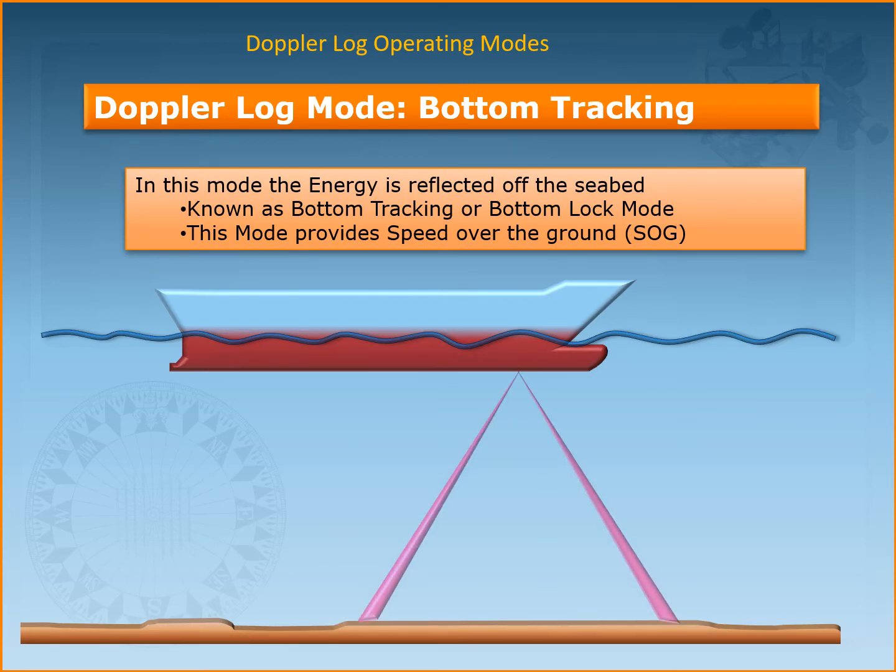other. Now bottom tracking happens in shallow water where the energy is reflected off the seabed and thus the speed measured is over the ground. Hence this is called the bottom track or bottom log system.